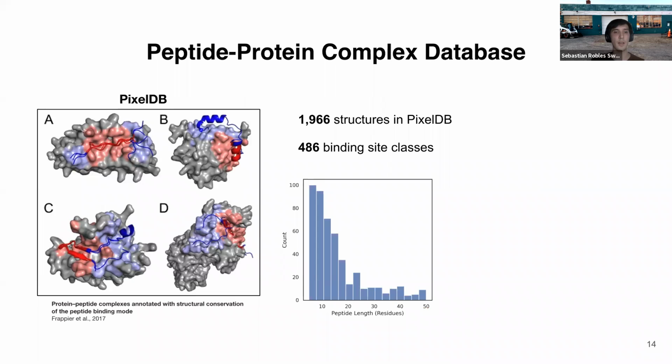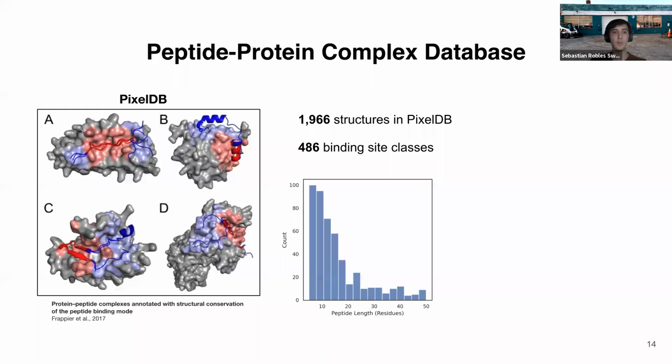So to do this analysis at the largest scale possible, we opted to use PixelDB, a database that our lab compiled of high quality peptide protein structures. And on the left, I'm just showing some examples. So overall in this database, there's almost 2,000 structures, but if you group the binding sites into classes by looking for structural similarity, you find that there's only exactly 486 binding site classes. So we took a representative from each class and generated seeds in that binding site.